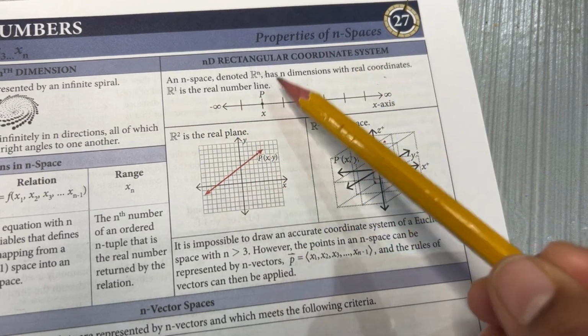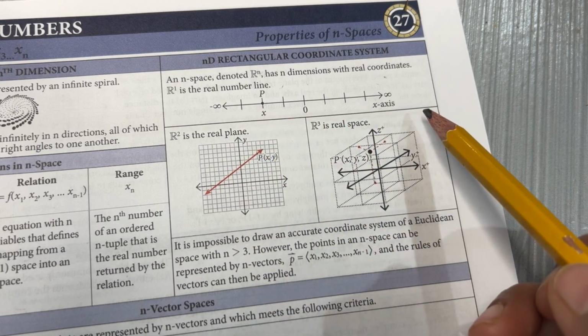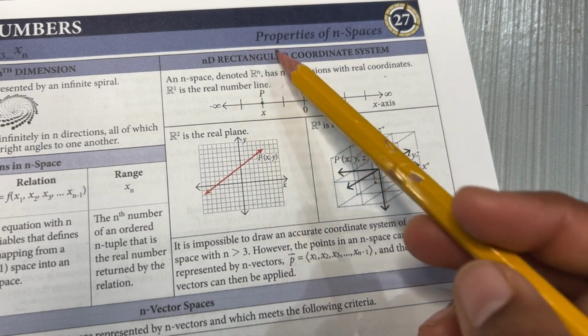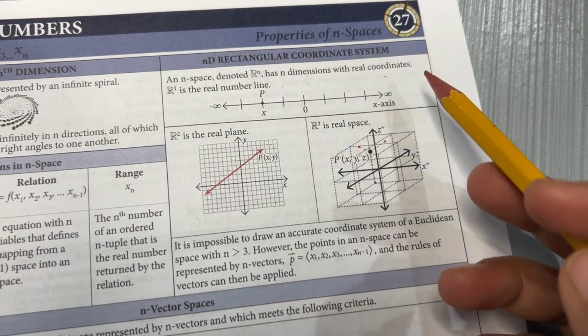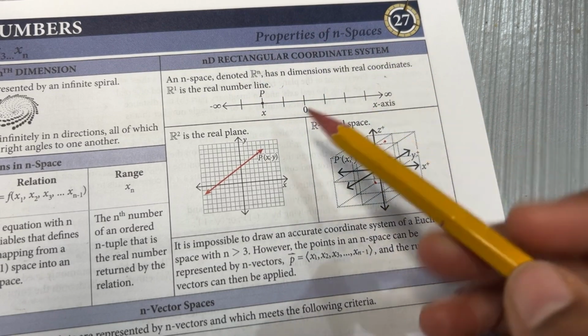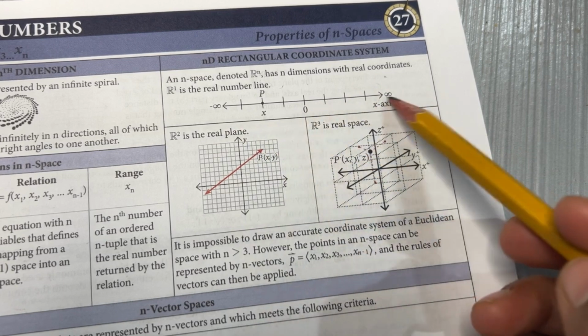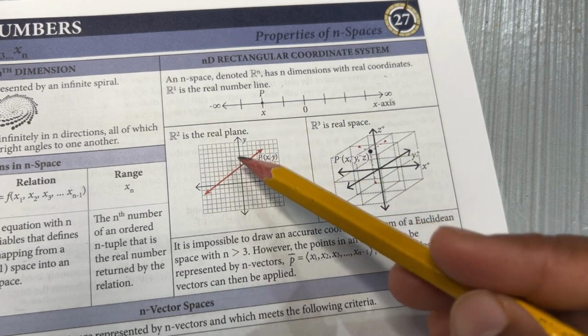R1 is a real number line. Okay, so this is a real number. So we know real numbers are negative numbers, positive numbers, integers, decimals, all of them come under real numbers, right? So now they're saying that it has n dimensions with real coordinates. Okay, and here's your number line. This is your x-axis, and you go from 0 to infinity on the positive side, and you go from 0 to negative infinity on the negative side.